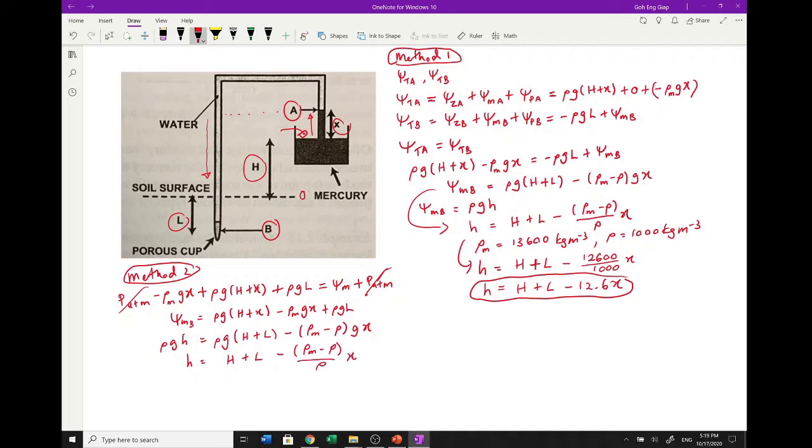So we already know that the density of mercury minus the density of water divided by the density of water is actually 12.6. So we can simply write it as h plus L minus 12.6 x. So we can see that we use a different method, but can also derive the same formula.